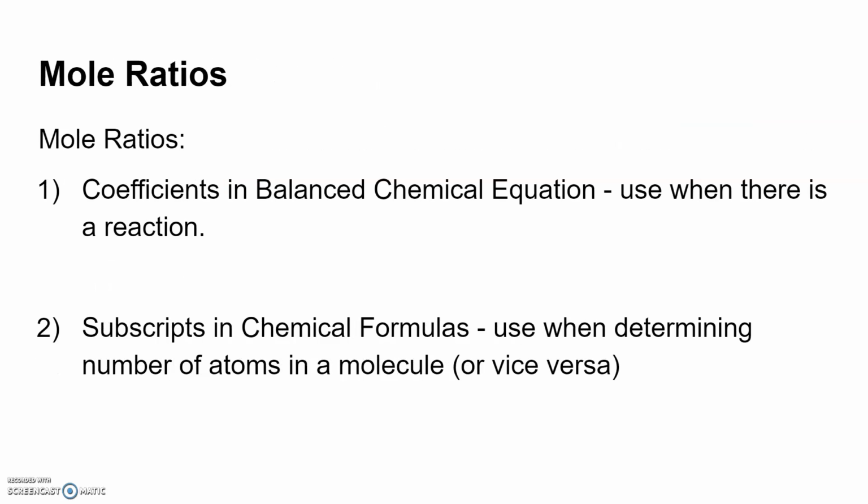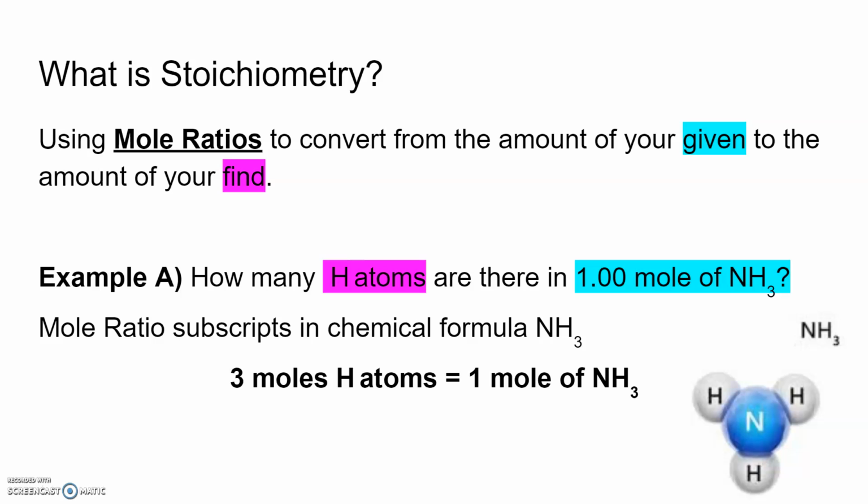Okay, so mole ratios. There are two types, as I said, coefficients in balanced chemical equations. We use those when our stoichiometry problem involves a chemical reaction. And the other one, subscripts in chemical formulas, we use those when determining the number of atoms in a molecule or vice versa. So let's look at some examples to make sure this makes sense.